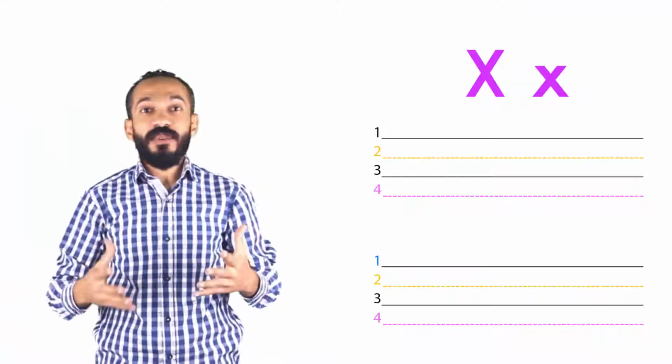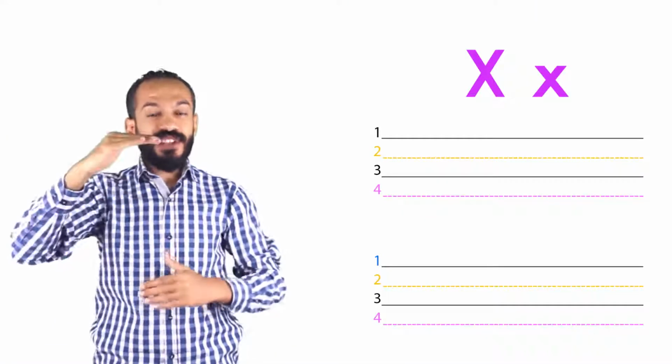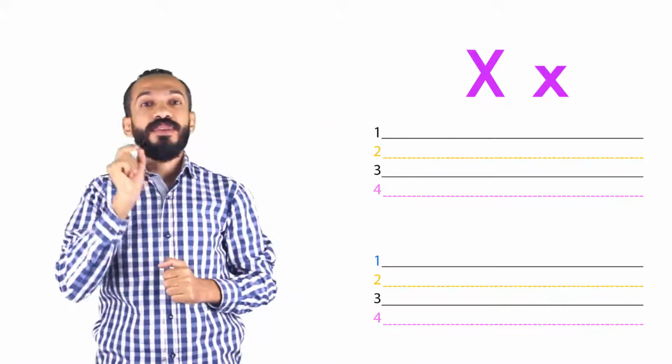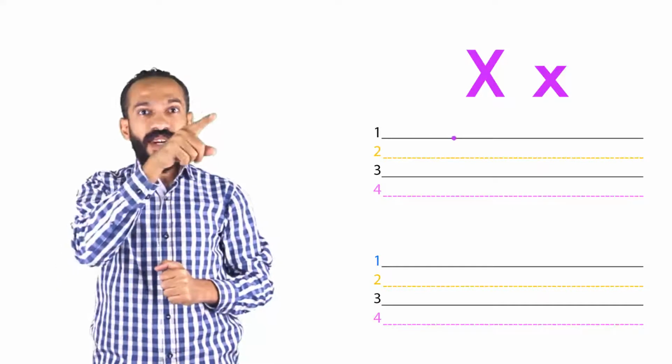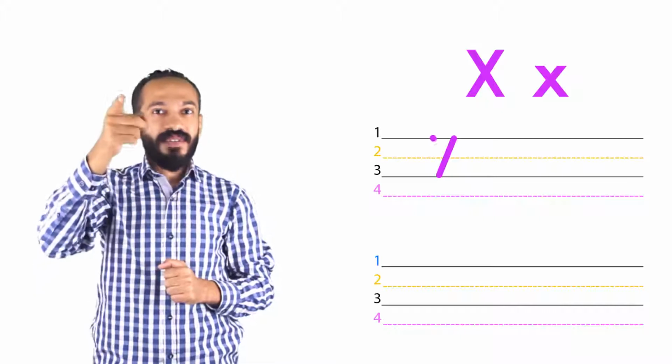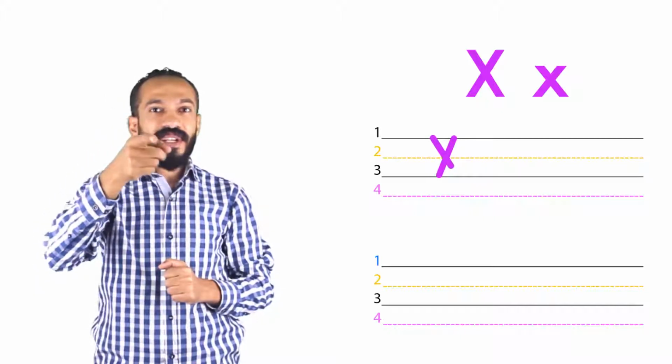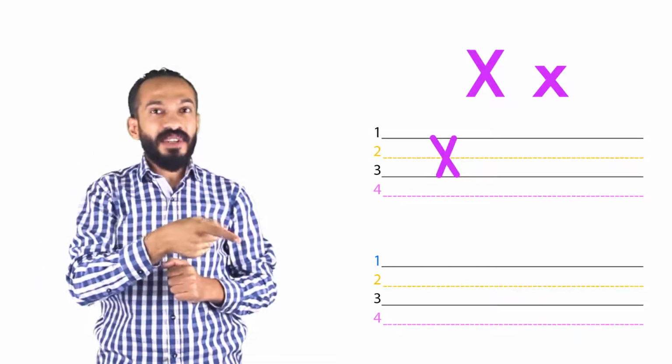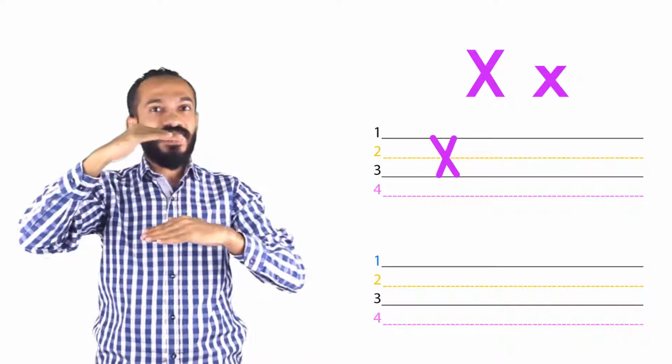How to write an uppercase x? Between the first and the third lines, we start with a leaning line. From the right, all the way down to the left, and another one from the left, all the way down to the right. Make sure it's exactly between the first and the third lines.